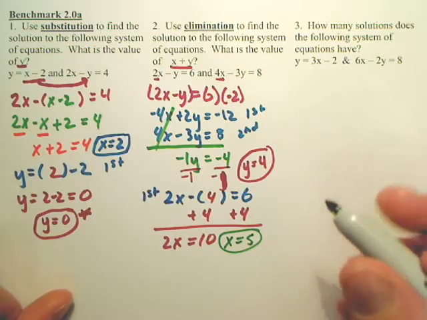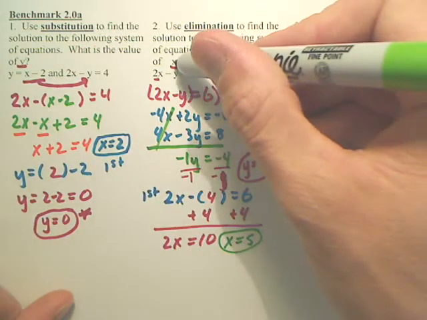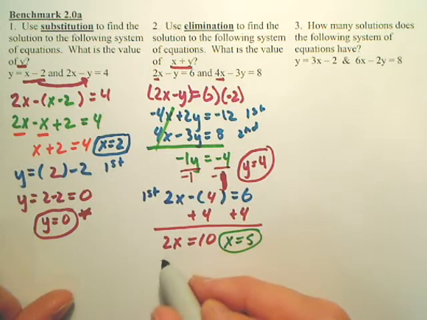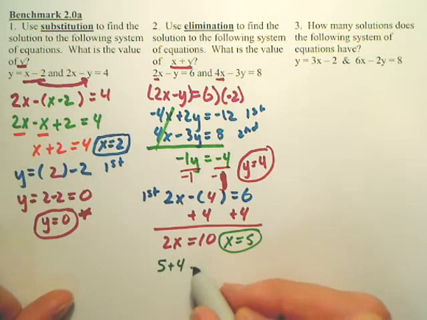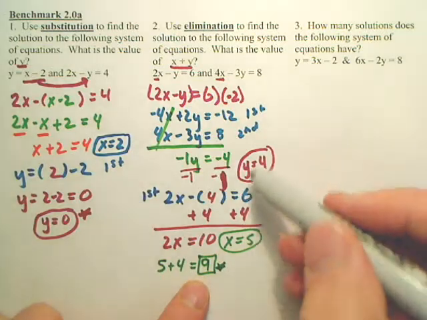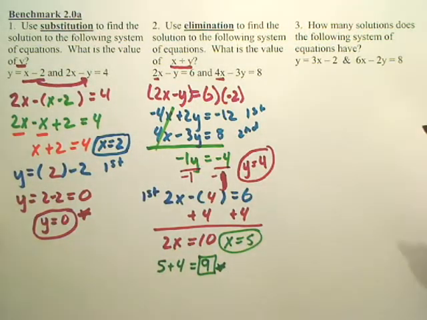We are not done. The question asks us, what is the value of x plus y? So x plus y is going to be 5 plus 4, which is 9. There's my answer. Be careful to make sure you do what it says, not just find the answers. Okay, so those are the two answers there.